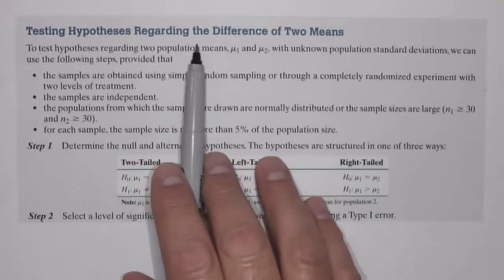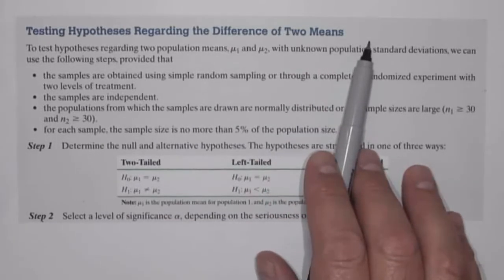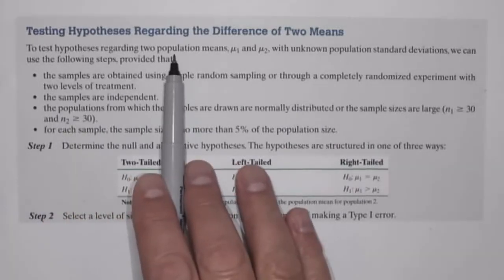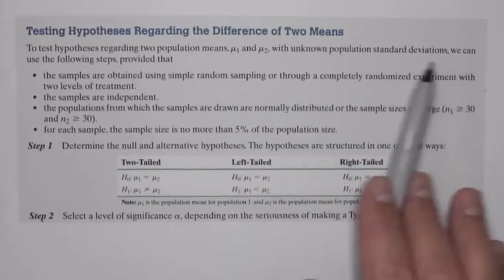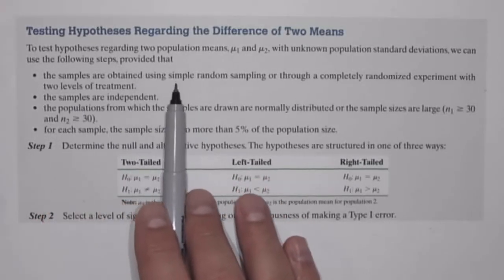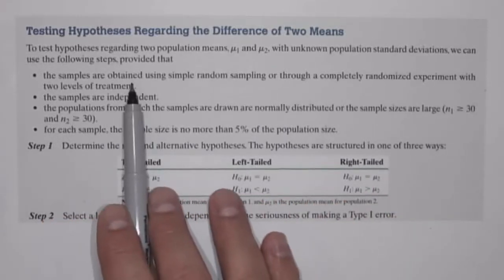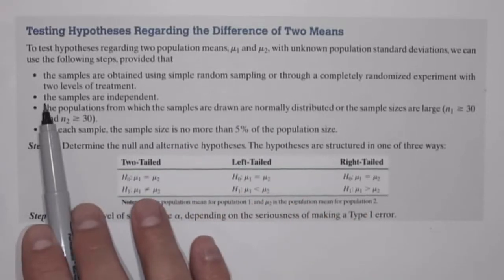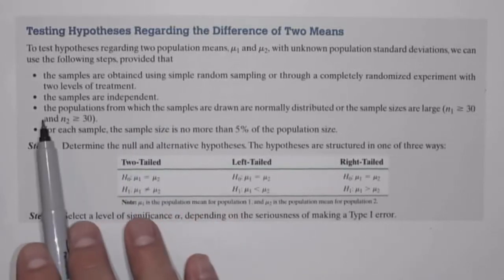So testing hypotheses regarding the difference of two means, and again we are talking in this particular case about independent samples. To test hypotheses regarding two population means, mu sub 1 and mu sub 2, with unknown population standard deviations, we can use the following steps provided that the samples are obtained using simple random sampling or through a completely randomized experiment with two levels of treatment. So again, we need randomness. The samples are independent. So the individuals in sample 1 do not have any relation to the individuals in sample 2. This is not a matched pairs scenario.